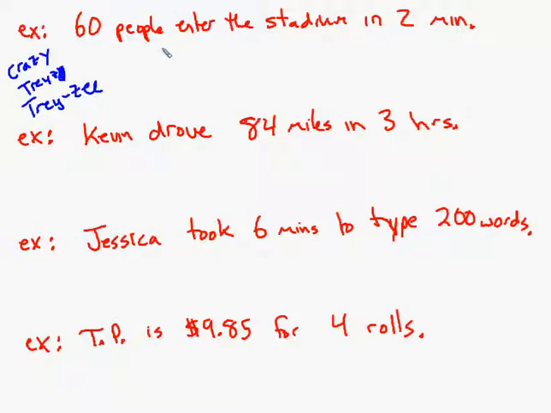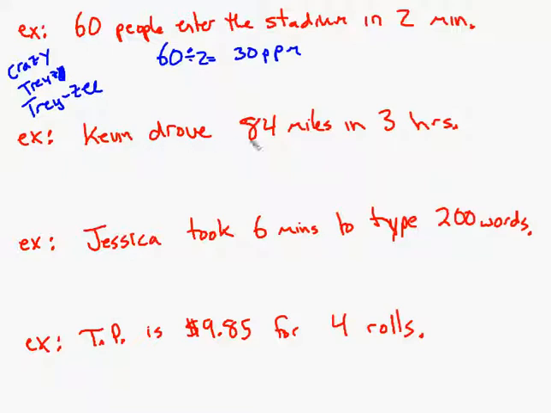All right, we do 60 divided by 2 and get 30 people per minute. People per minute. It's like we have a grinder and we're throwing them in there. No, no, that's terrible. That's a terrible thing to do to people.